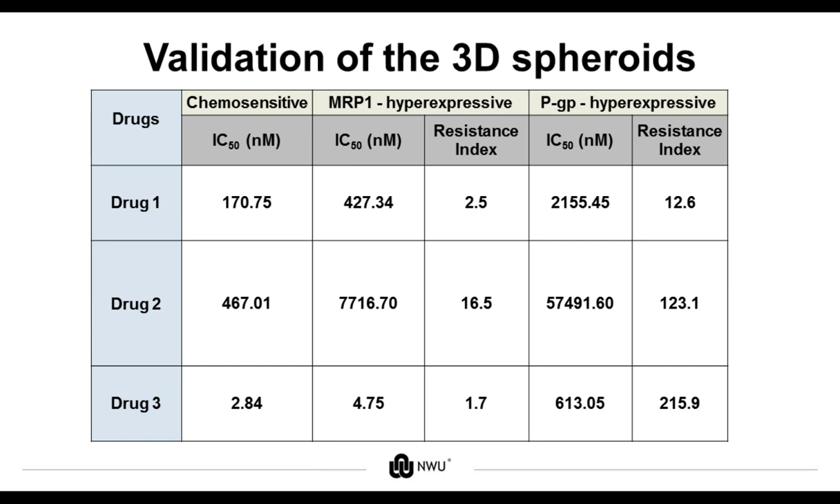Now that we have established 3D spheroid models, it is time to validate them to ensure that they adhere to our prescriptions. As firstly, a chemosensitive model, secondly, a multi-drug resistant model overexpressing MRP1, and thirdly, a multi-drug resistant model overexpressing PGP. In an attempt to validate these 3 models as a platform for small cell lung cancer research, the accuracy of these 3D spheroids as analogs for in vivo clinical trials is confirmed.